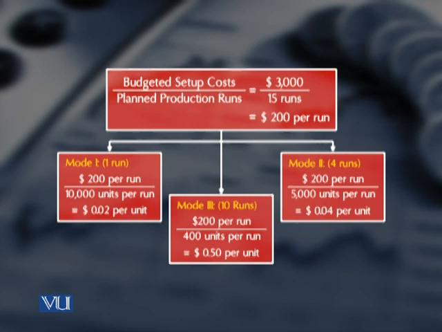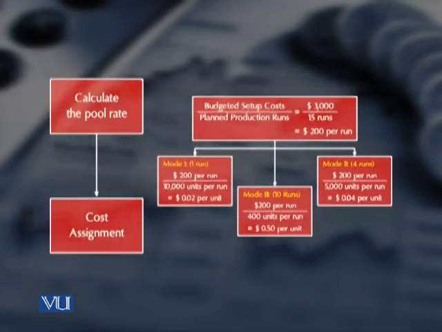So Model 1 will charge only 2 paisa per unit. As far as Model 2 is concerned, they require 4 runs. Each run is of 5,000, and each run rate is 200, so divide by 5,000. It comes to 4 paisa. In case of Model 3, it's 200 and 1 run produces 400 units, so the rate is 50 paisa. This is how we work out per cost pool rate and then allocate on each of these 3 products.